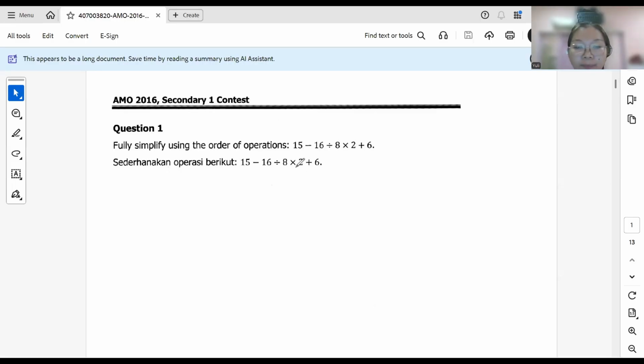For number 1, it's quite easy. We just do basic simple math. We will divide first, and then we multiply, and then do the rest. So for this one, still quite easy. Minus 4 plus 6. So the answer is 17.